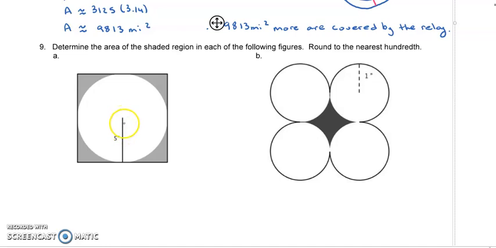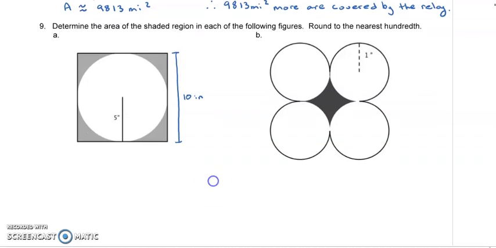Now, if I know that the radius here is 5, then all the way across from the top to the bottom, I'm going to get 10 inches because 2 radii make the diameter, which is the length of the side of the square. So area equals, and I'm going to use base times height for the area formula for my square, minus the circle, pi r squared. So area equals 10 times 10 minus pi times 5 squared. So area equals 100 minus 25 pi.